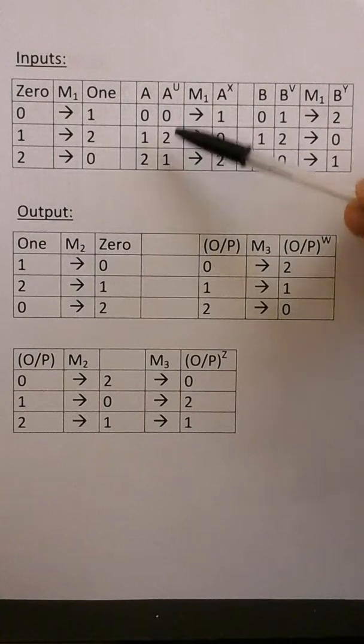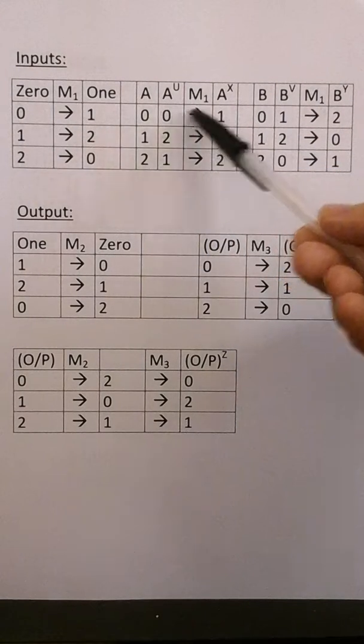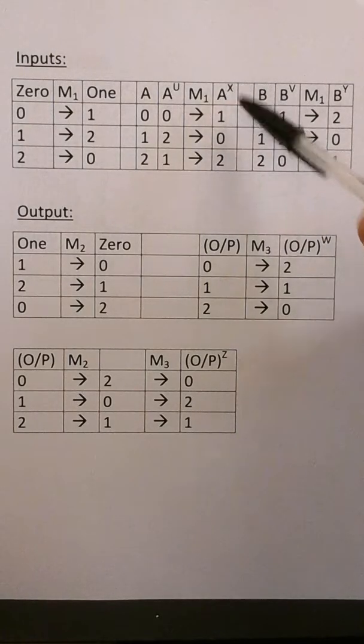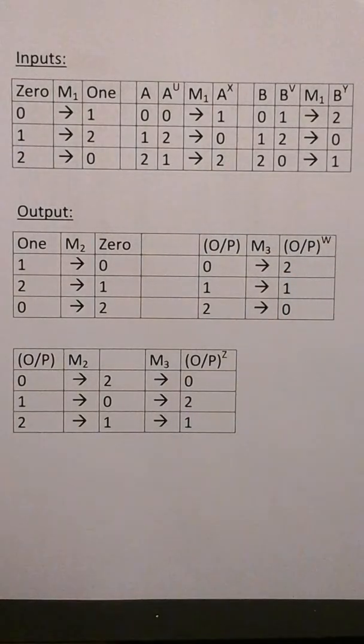So we'll look at AU, which was A squared, so we just write in the function there, and we perform mapping M1 on this function to give AX. So 0 goes to a 1, 2 goes to 0, 1 goes to a 2. For variable B, BV equals B plus, so that's there, and perform mapping M1 here. So 1 goes to 2, 2 goes to 0, and 0 goes to 1. That gives BY, which is B minus. Yeah, B minus.